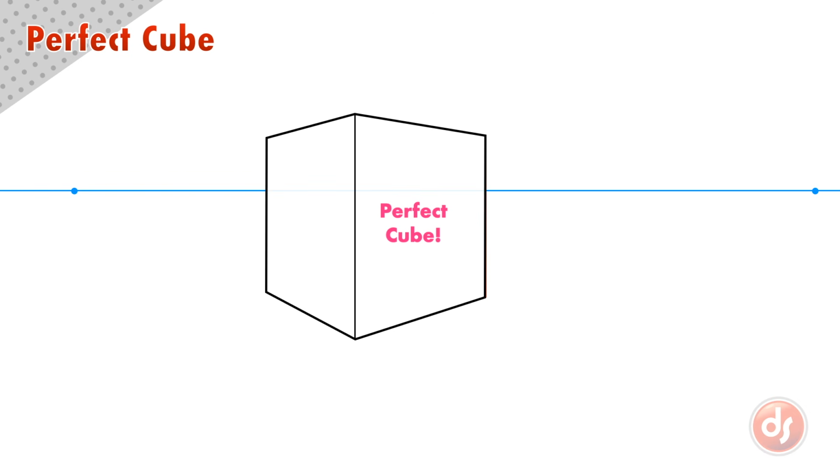This means that all sides of the box are equal in perspective. If we were to choose a scale for our cube, let's say it's 10 feet wide, then this side is 10 feet in perspective, this side is 10 feet in perspective, and the height is 10 feet in perspective. Drawing a perfect cube has some big advantages in creating a perspective scene.